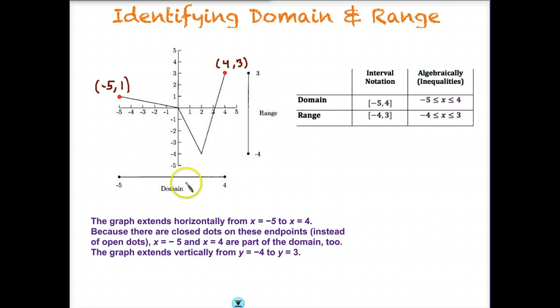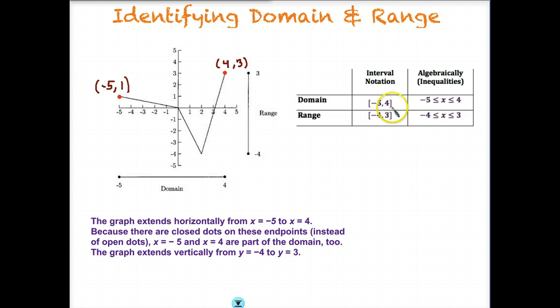So sometimes making a quick sketch on your graph can help you better write your domain and range. If we look algebraically, we say then that x ranges between -5 and 4, so x is greater than or equal to -5. Notice the equal because we have a filled-in circle. And x is less than or equal to 4. Compound inequality, this is happening at the same time. For our range then, we say that y is greater than or equal to -4 right here, and it's less than or equal to 3 up here. So our range is between -4 and 3.